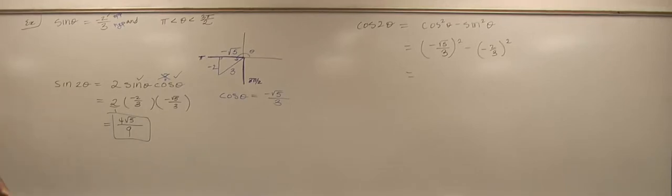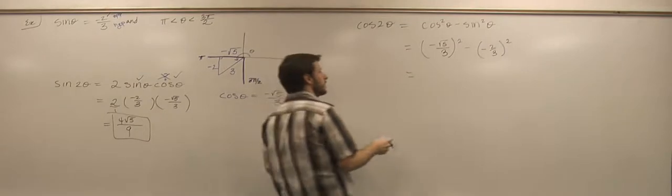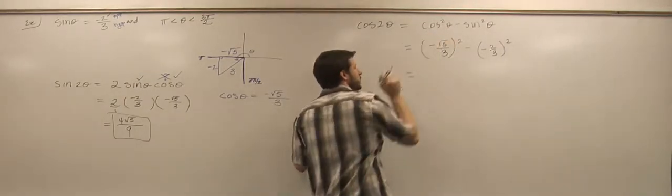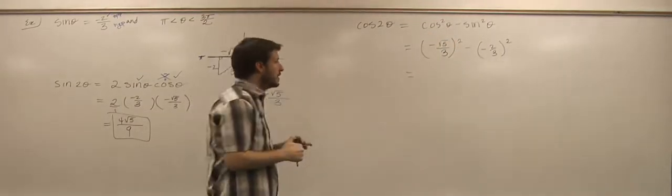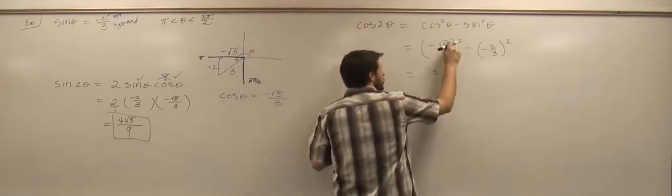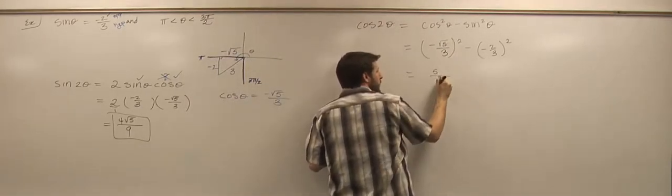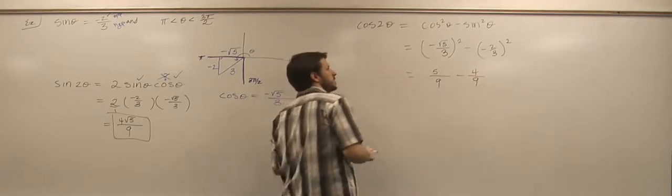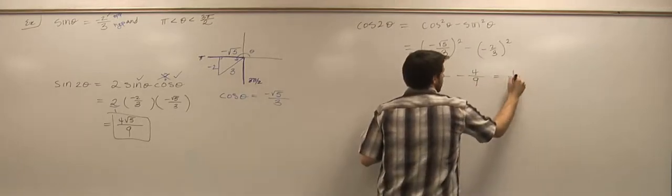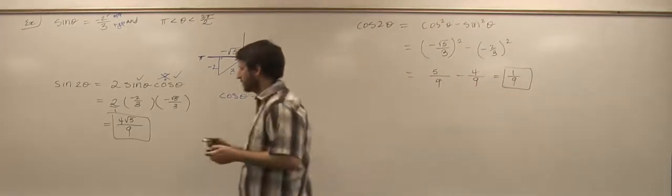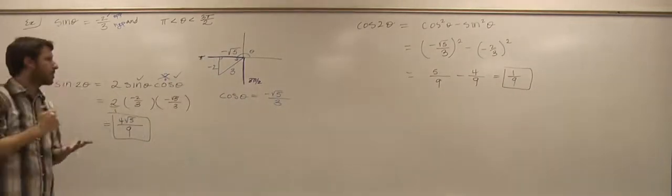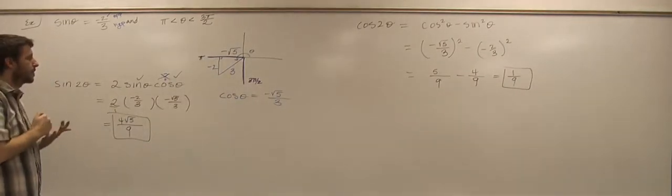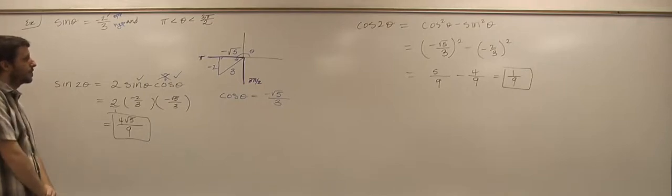Work it all out. Root 5 over 3 squared, 5/9, right? When you square root 5, you get 5. When you square 3, you get 9. Minus 4/9. So cos 2 theta is 1/9. Cool.